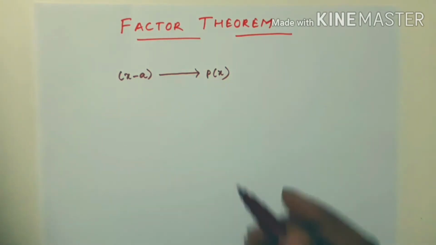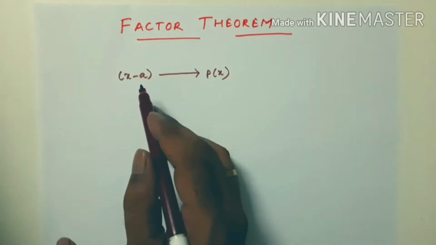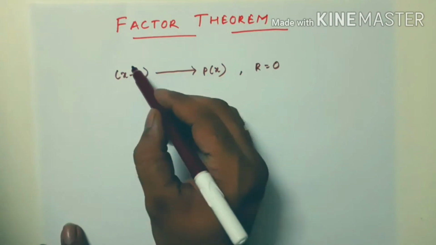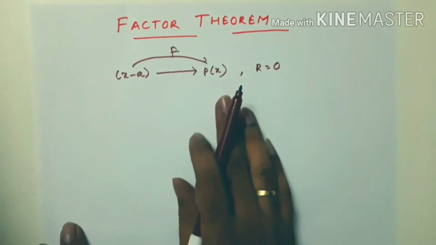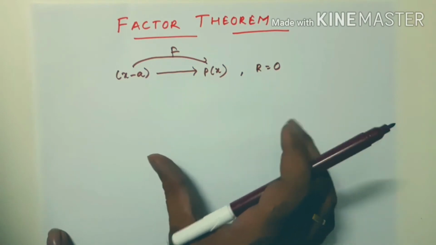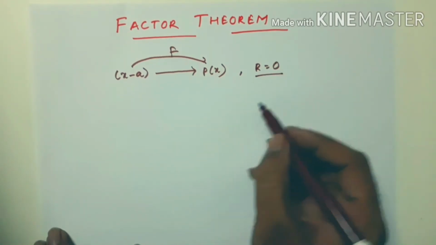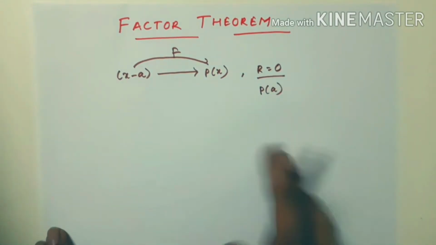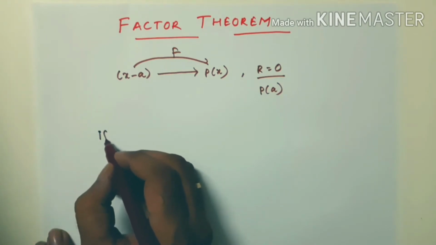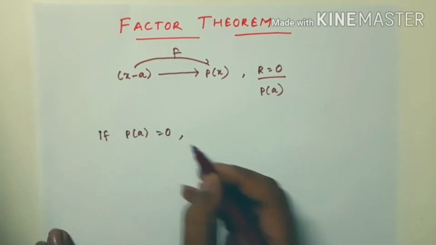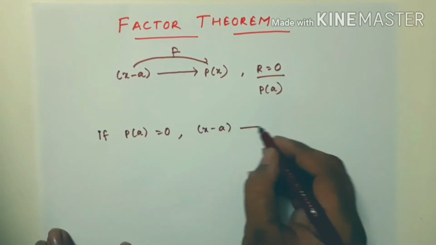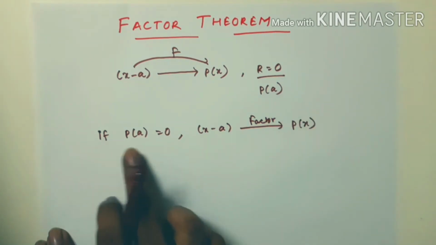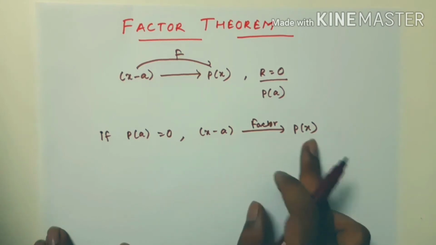So the factor theorem states that if p of x is divided by x minus a, and on dividing I get the remainder as 0, then x minus a will be a factor of p of x. That's the simple factor theorem. How to get this remainder we have already known: the remainder is nothing but p of a. So we can state that if p of a is 0, then x minus a will be a factor of p of x.